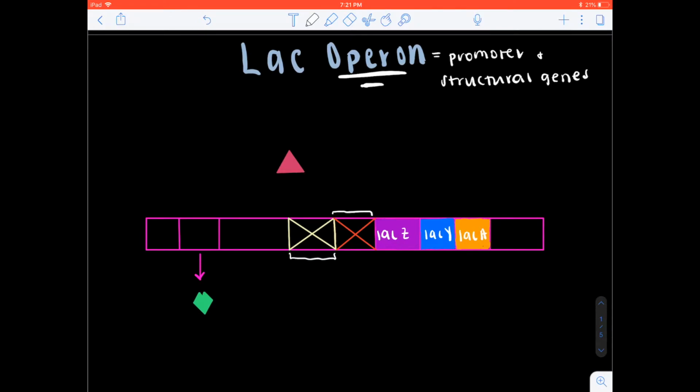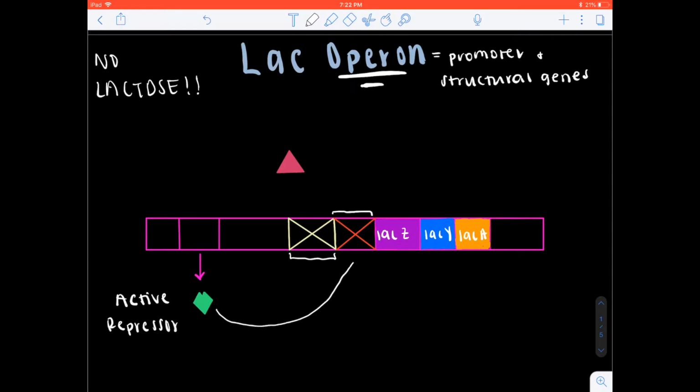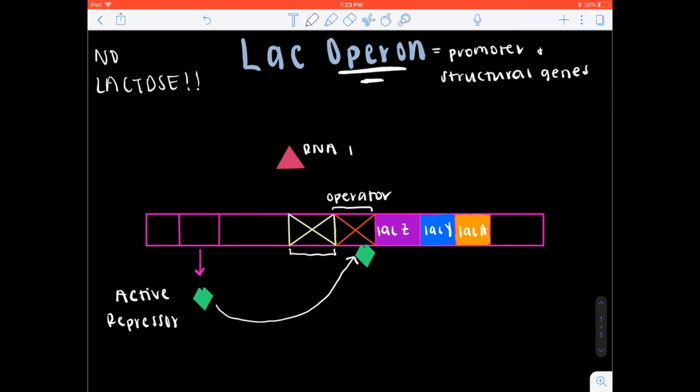In this negative inducible system, where lactose is not present, we have an active repressor regulatory protein, represented by the green diamond. This repressor is going to bind to the operon at the operator binding site, which is a regulatory DNA sequence. We also have RNA polymerase, represented by the triangle, that is now not going to be able to bind to the promoter region because the repressor is blocking it. This means that transcription will be blocked and will not be able to occur.